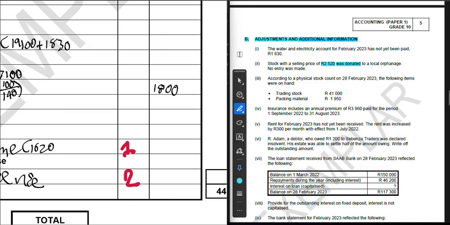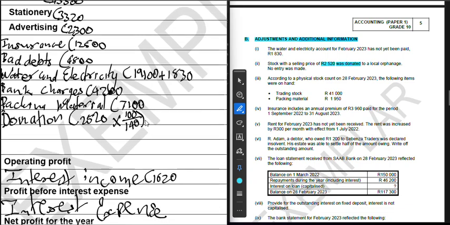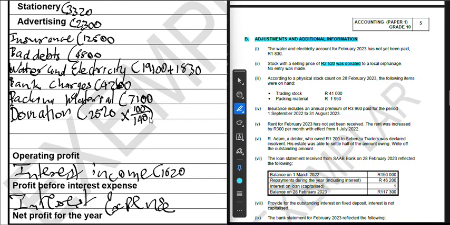We have got packing material. Packing material is close by, so we're going to start with that one. It's already here. You can see packing material there. Packing material for the year, it's the one that we bought at the beginning of the year, is 7,100. Okay, that's packing material. Now it says that the packing material we have on hand, it's 1,950. Therefore, we need to know how much was an expense in the packing material.